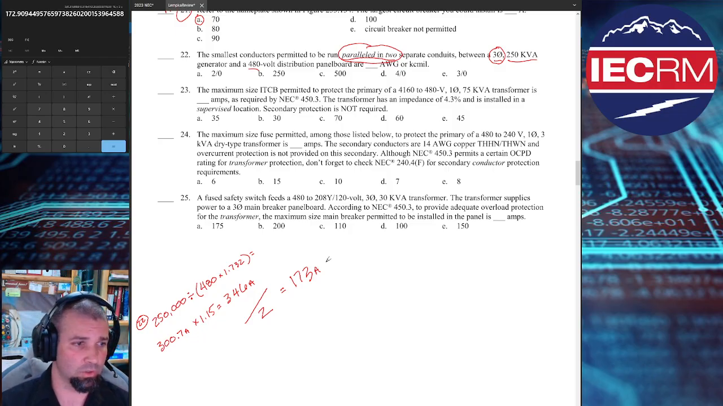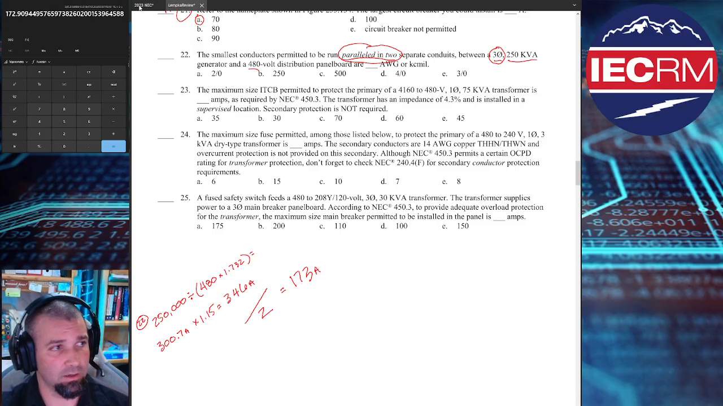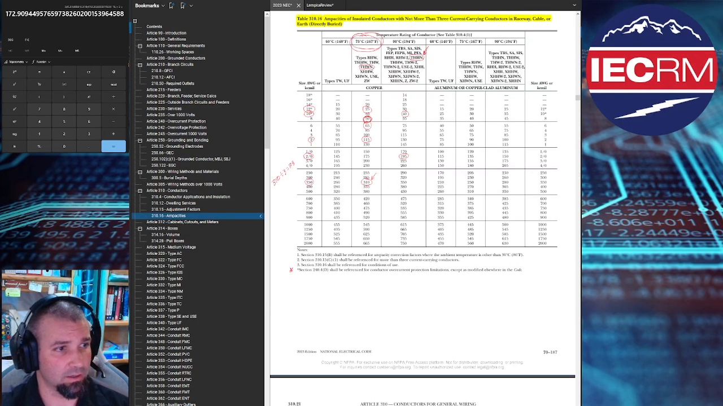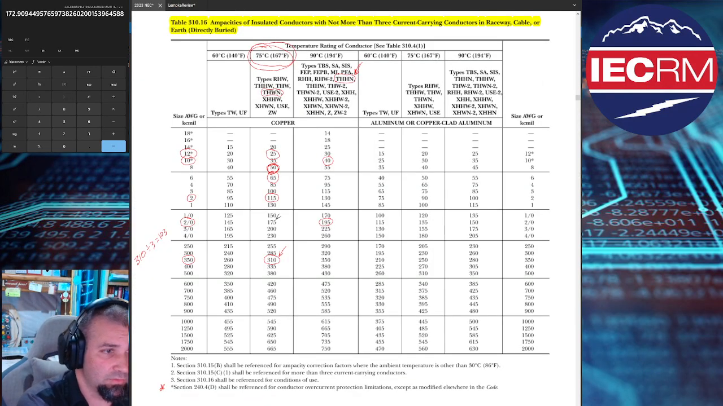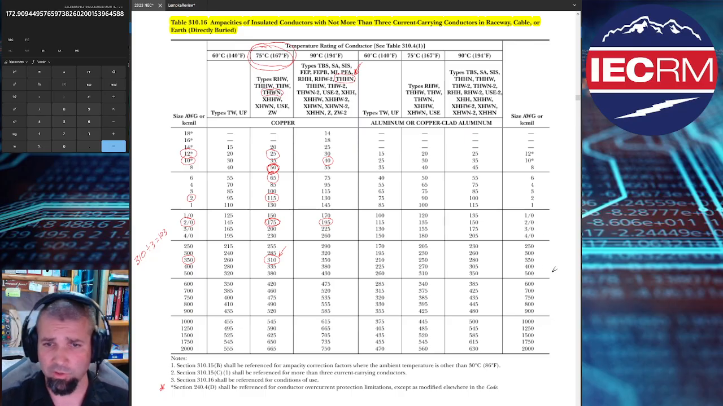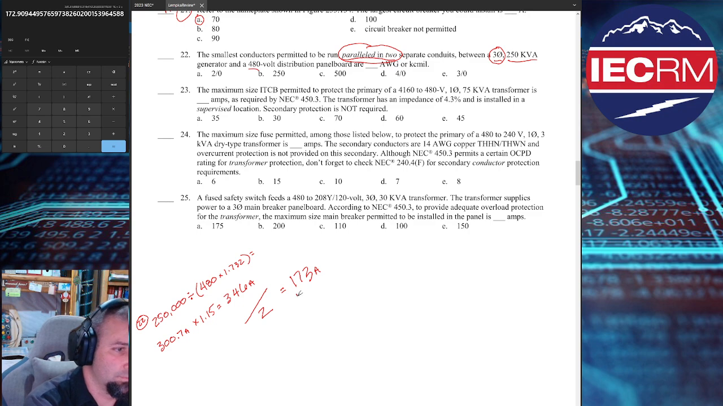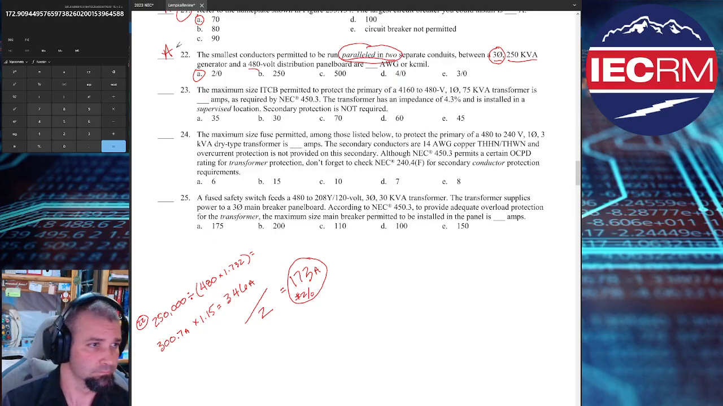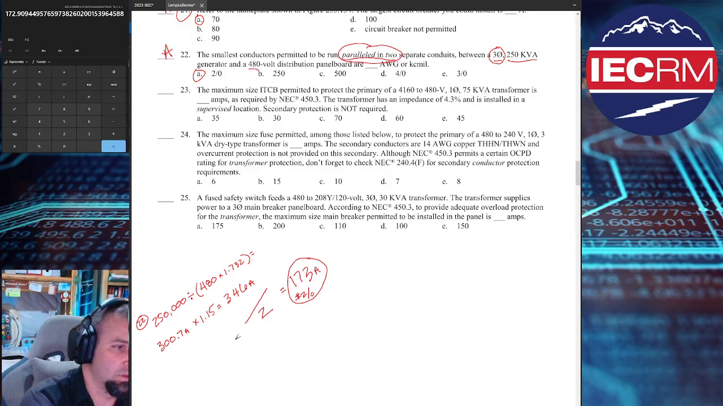Okay, 173 amps. So from there, I'm just going to cruise over to 310.16 and find my conductors. 173 amps. Looks like a 2-aught will get there at 175. Look, it is a holy grail table. Look at all those shots we've been taking at it today. A lot of them. Okay, 173 amps. That is a 2-aught. Sound good to you? Remember that? Cool. Next.